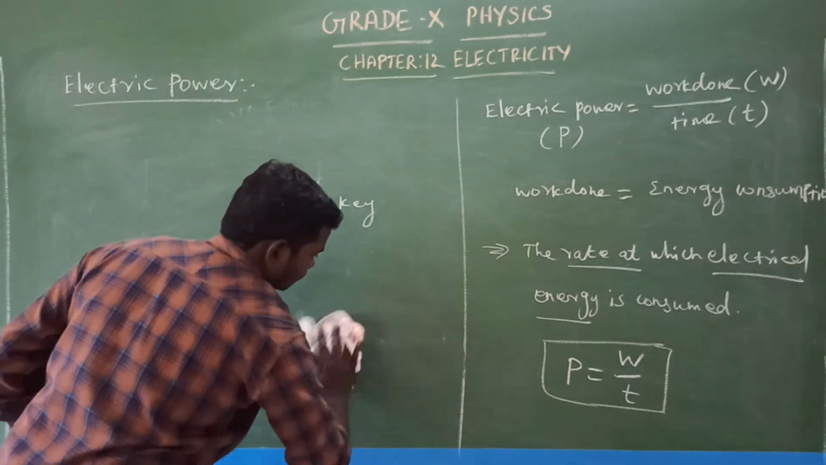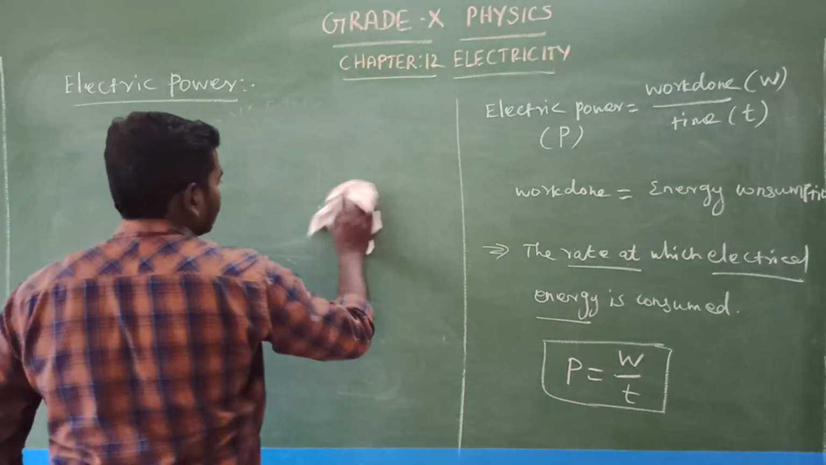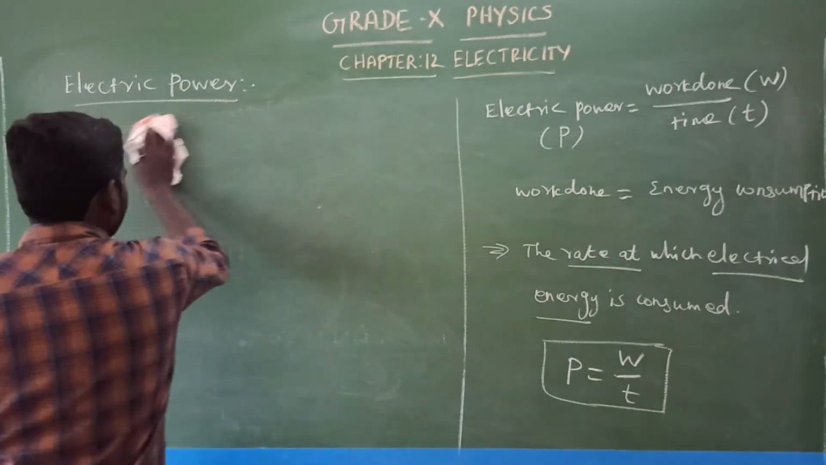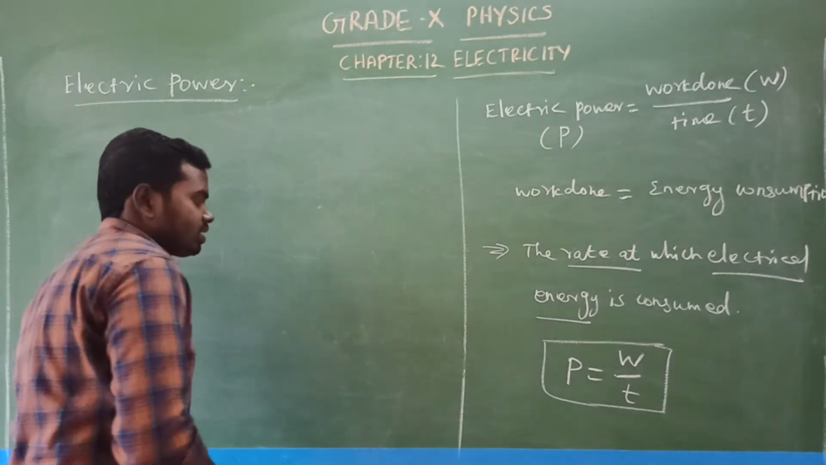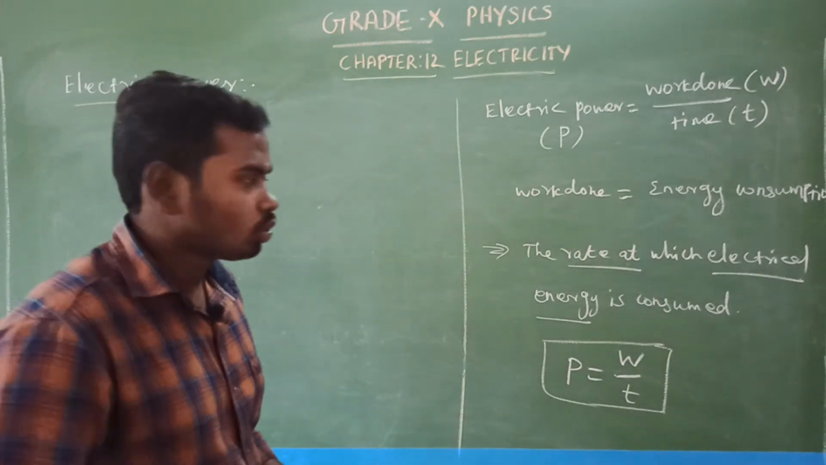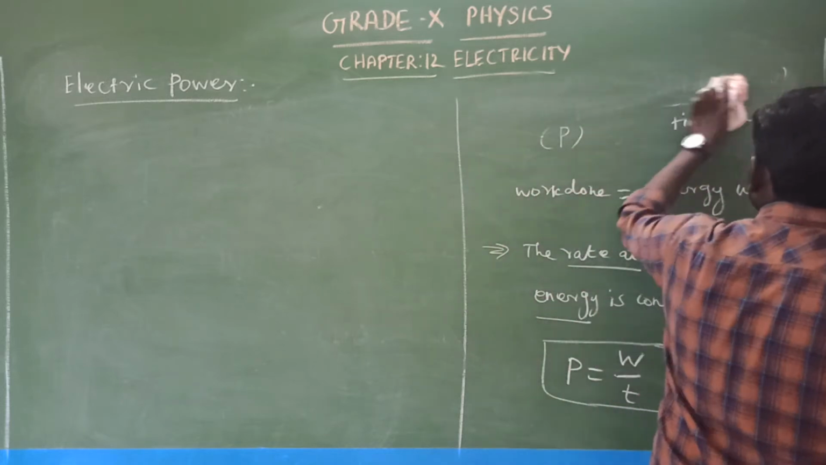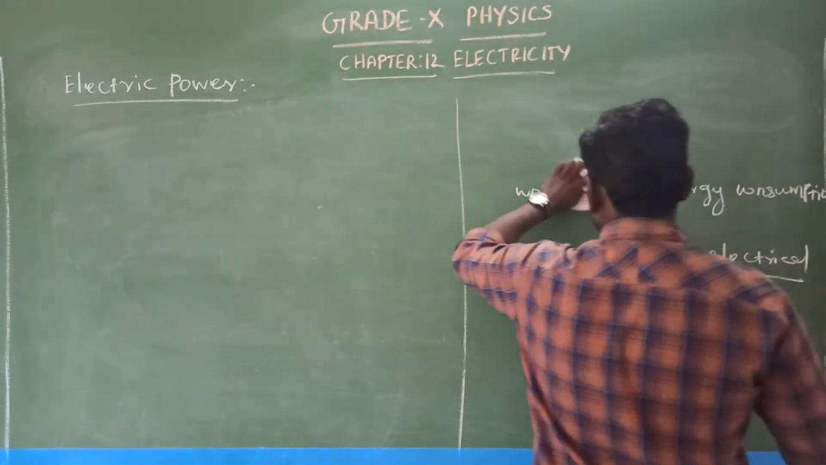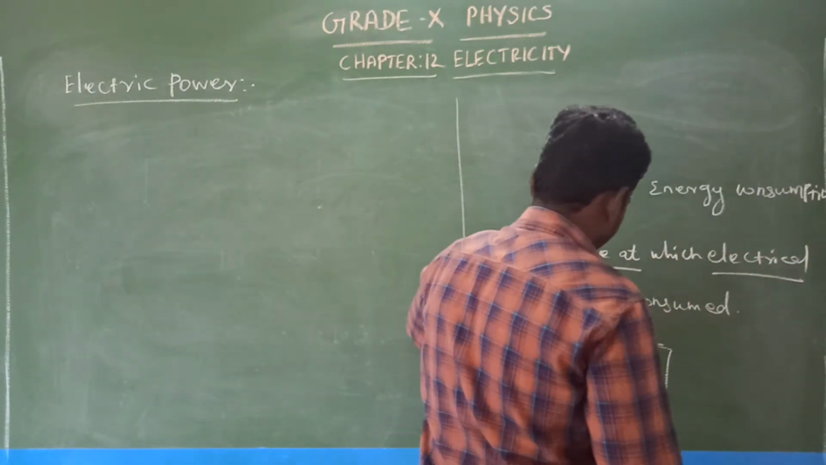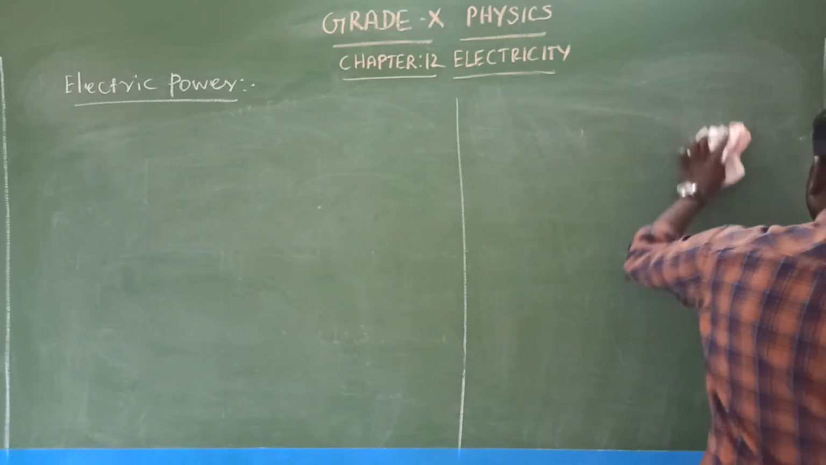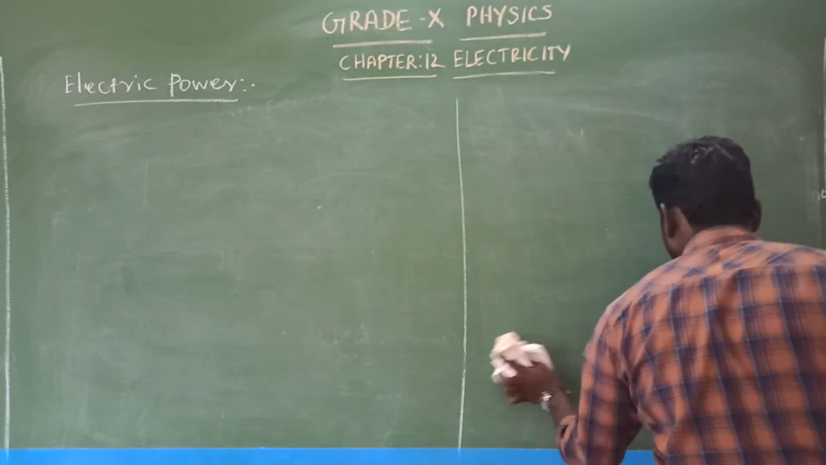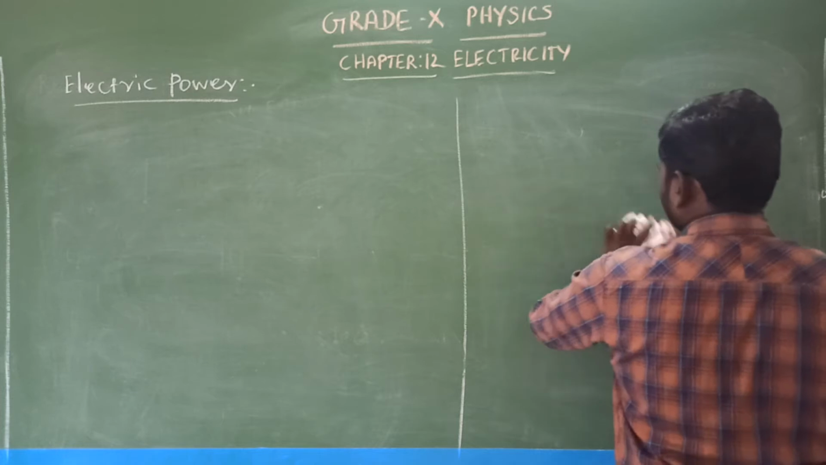Okay, sir. Electric power is the rate at which work is done, sir. Or otherwise we can say the rate at which electric energy is consumed is also called electric power, in terms of energy. Yes. So what is the SI unit, sir? You may ask me, what is the SI unit of electric power? That is the next question.